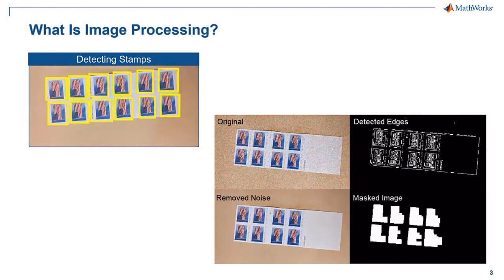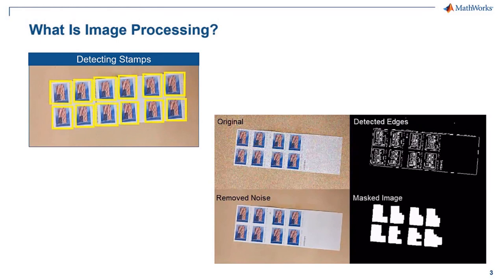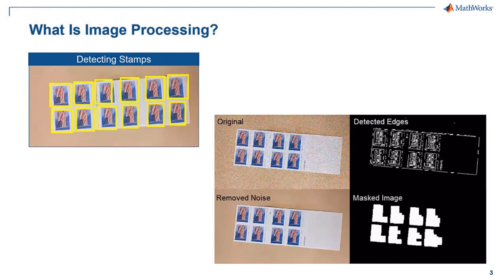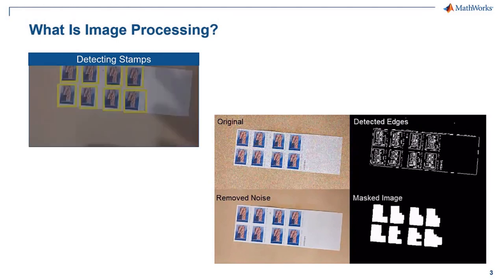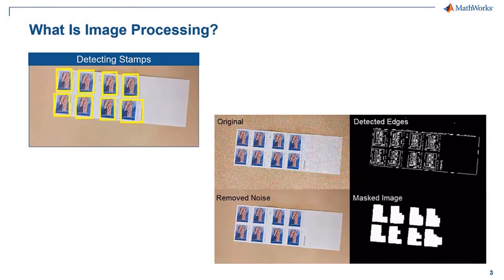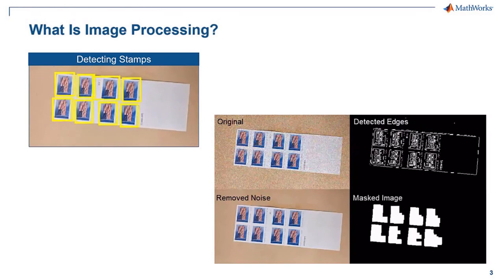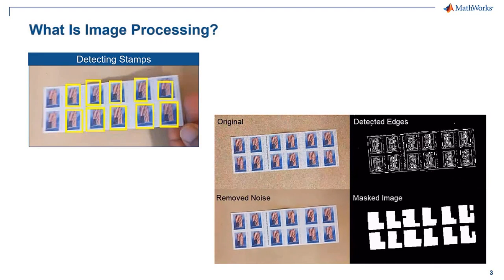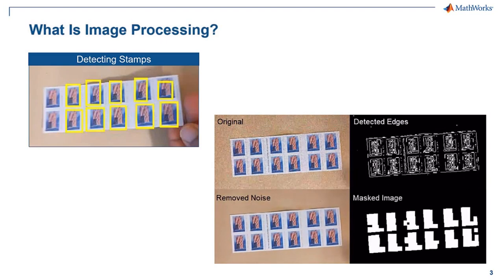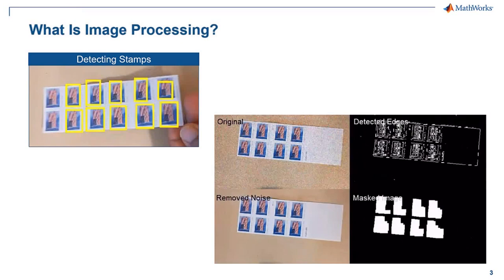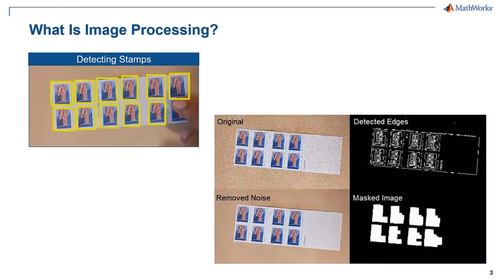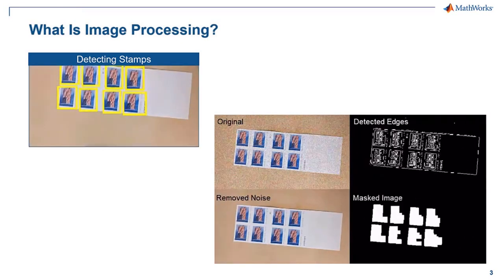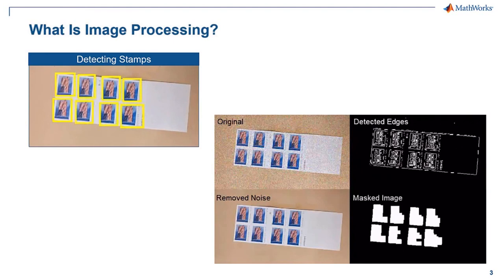Like in this simple example here, where the main goal is to detect stamps in the video and perhaps count them, image processing has been used for noise removal, edge detection, and filtering operations to pre-process the frames in the video. These processed frames can then be used for detecting the stamps using computer vision and perhaps deep learning techniques. In this video, we will see some vision-based examples where we will focus primarily on the image processing part.